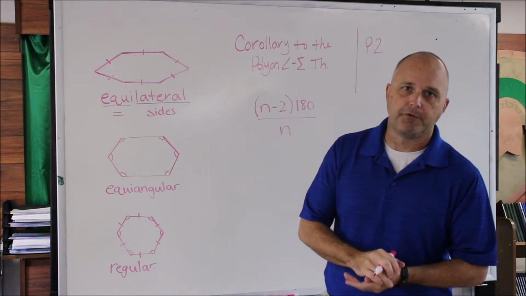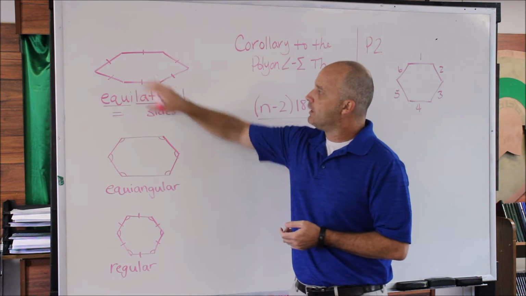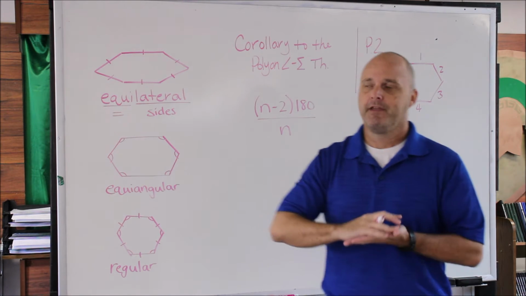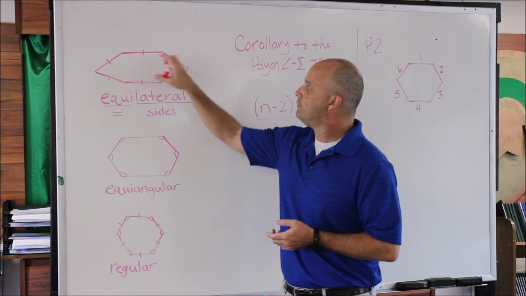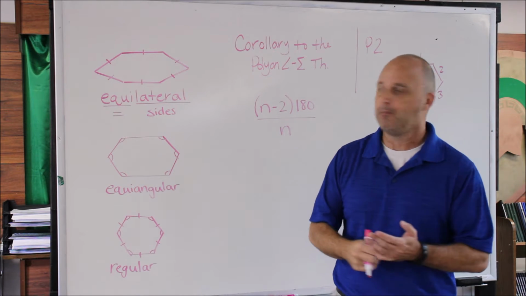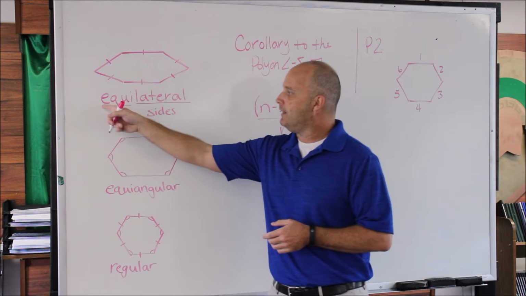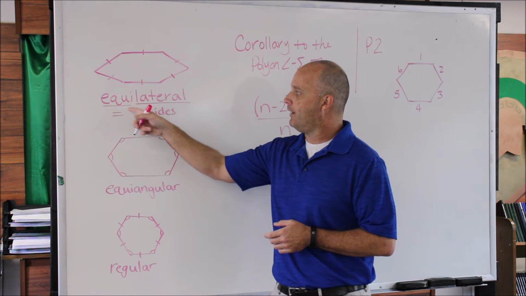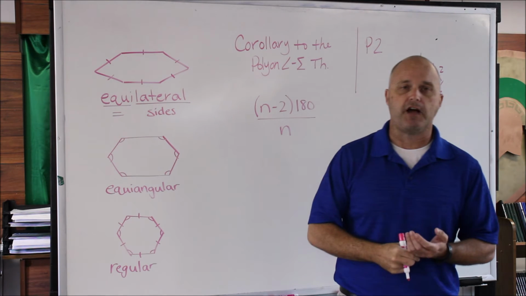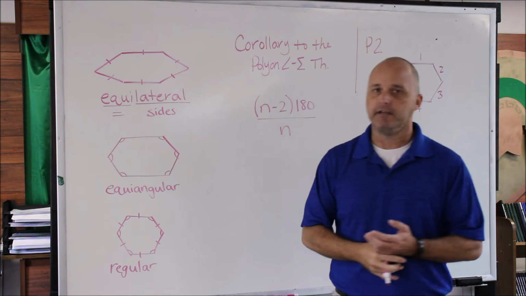Before we move on to problem number 2, we need to define some terms first. In this drawing here, you have a hexagon that has been smushed down, but all of the sides remain the same length. So what we have is an equilateral polygon, or an equilateral hexagon. Now remember that the prefix equi, or the root equi, means equal, and lateral means side. So anytime that you see equilateral, it's always talking about equal sides.